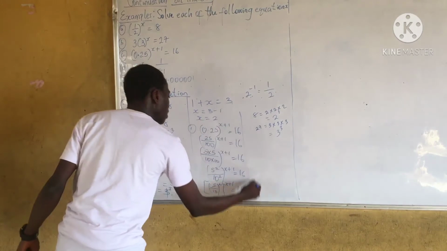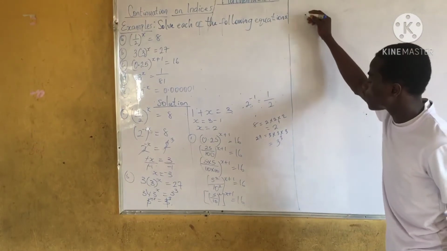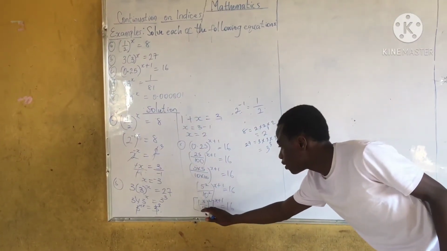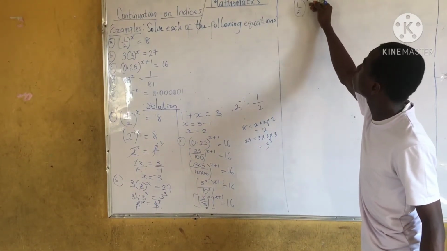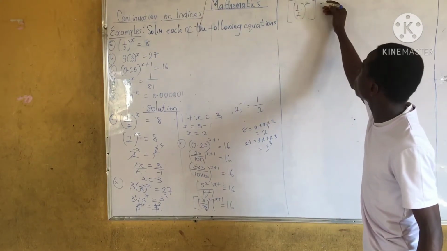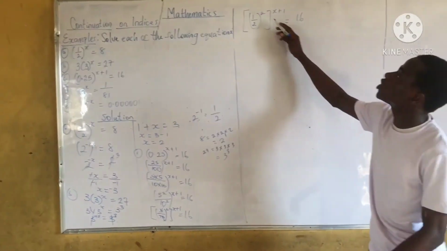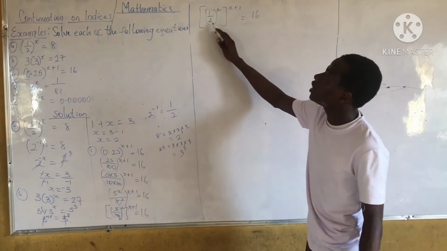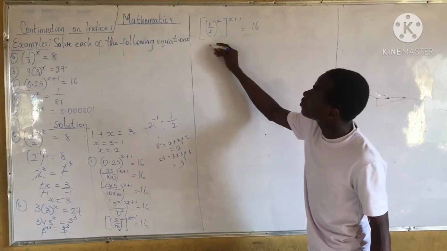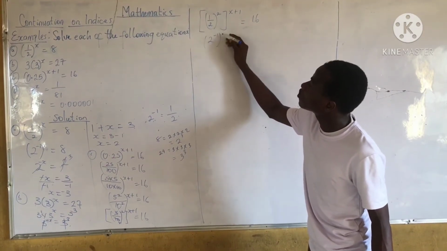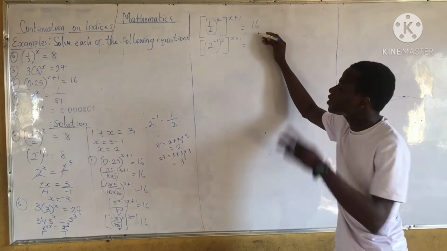So at this point now, we can say that 5 over 10 can be cut. We say 5 here 1, 5 here 2, so it becomes 1 over 2 all raised to power 2. Then in brackets we say x plus 1 equals 16. So at this point now, before we multiply the powers together, let's work on this side. 1 over 2 can be written as 2 to the power minus 1. It becomes 2 to the power minus 1 in bracket, to the power 2, or in bracket, to the power x plus 1, equals then 16.